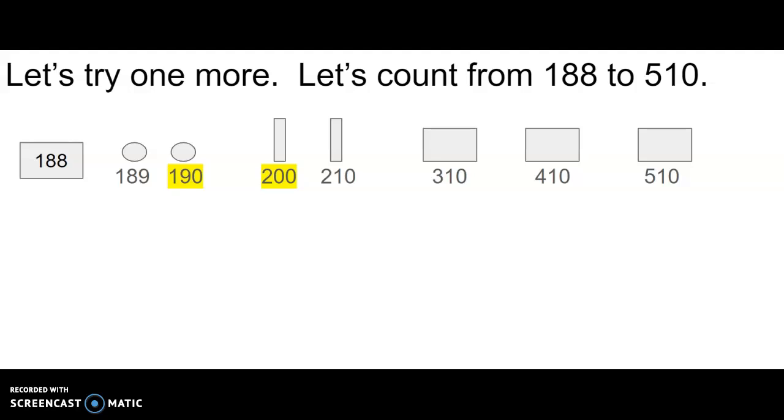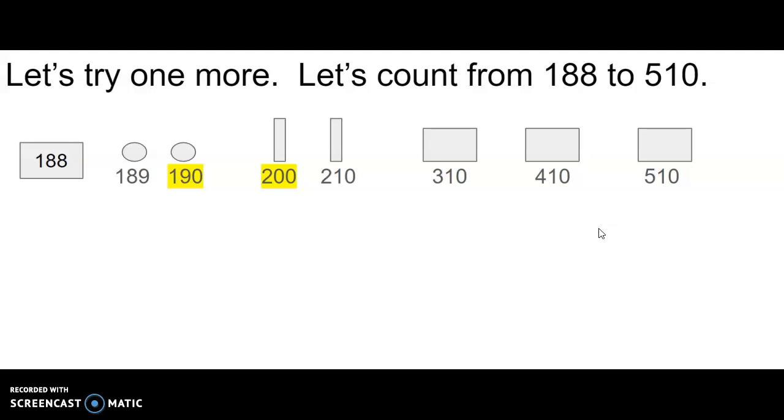From there, I can count on by tens. Already I get to 200, which is another nice benchmark number. Now I want to point out that I have to get to 510. So I don't want to start by adding my hundreds yet because I want to make sure that I've got a 10 in my answer. So I'm going to add on another 10. So I went from 200 to 210. Now that I'm at 210, now I can add on my hundreds blocks. When I start at 210 and I add hundreds, I get 310, 410, and 510.